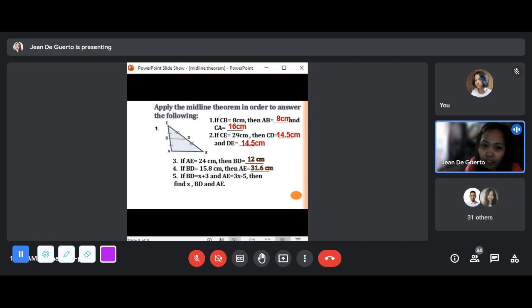Okay, number 5. If BD is x plus 3 and AE is 3x minus 5, then find x, BD, and AE. So what will be the value of x?